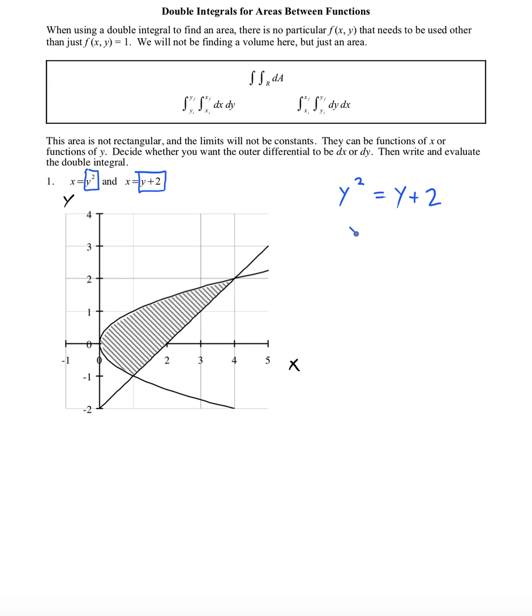Alright, we get y squared minus y minus 2 is 0. I'll try to factor it. Alright, so we get y equals 2 or y equals negative 1. I'll plug in the y values that I got into one of the formulas here.